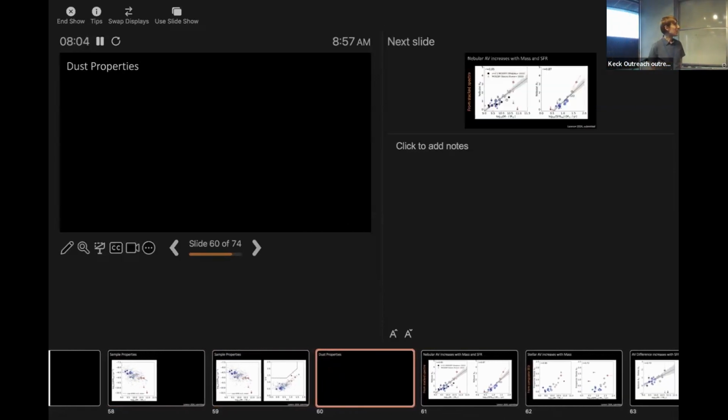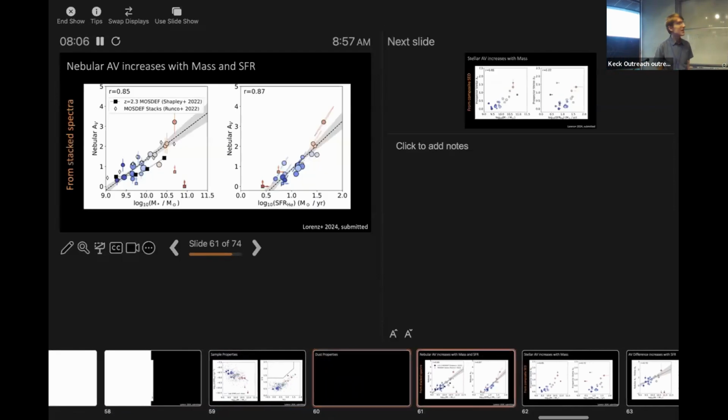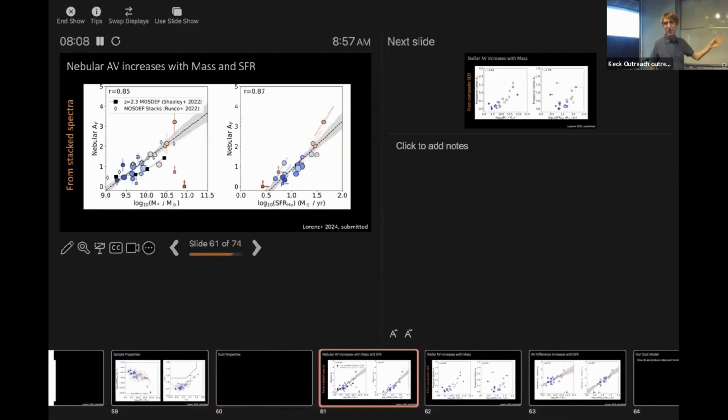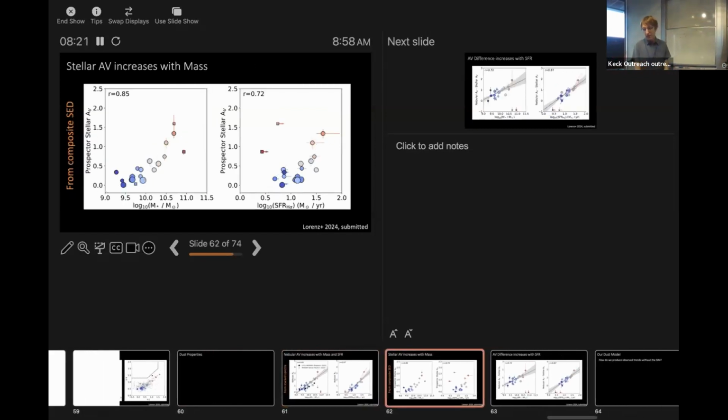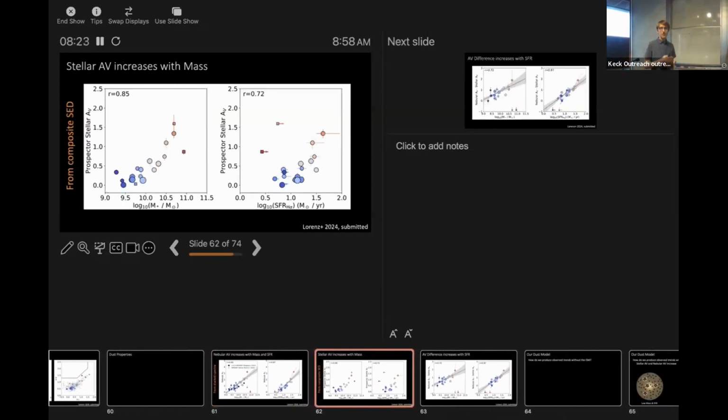But most importantly, what does this say about the dust? So we measured Balmer decrements for all of these groups from the stack spectra and plotted them versus mass and star formation rate. And both show a pretty strong correlation and are largely consistent with previous works. We also use those composite SEDs, fit them with cross-vector, and got a photometric dust measurement. Again, plotted with mass and star formation rate. There's certainly a strong correlation with mass and a fair one with star formation rate.